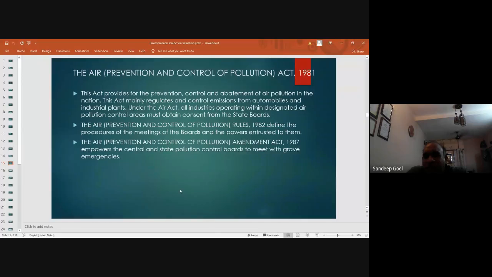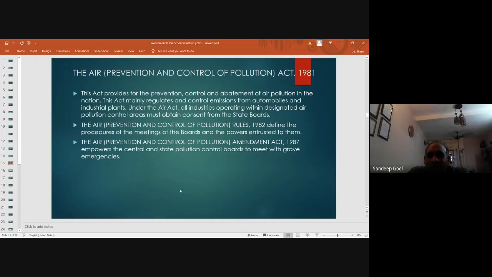All industries operating within designated air pollution control areas must obtain consent from the state boards. Whatever industries are being set up in the industrial areas set up by the government, they have to take consent from the state board. Their emission level will be minimum, or they prevent the air from polluting by installing air pollution control equipment at the source itself. Clear?